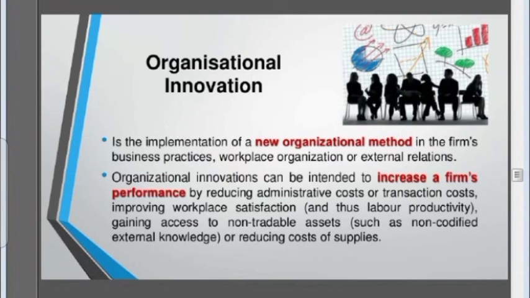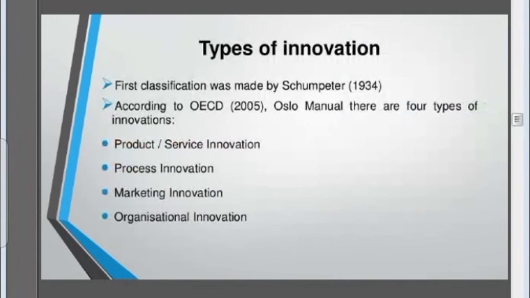So these are the four types of innovation, students. They are product or service innovation, process innovation, marketing innovation, and organizational innovation. Product innovation is bringing changes or implementing new goods and services. Process innovation is the way the product is delivered, introducing new things. Marketing innovation is in terms of packaging and price. Organizational innovation is about organizational practices. So these are the types of innovation.